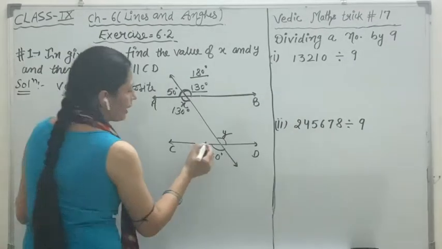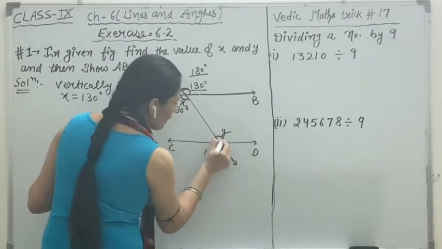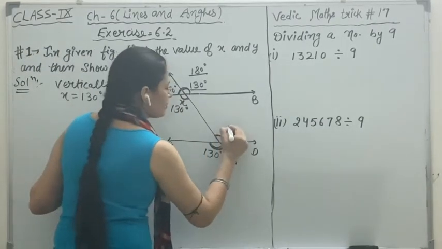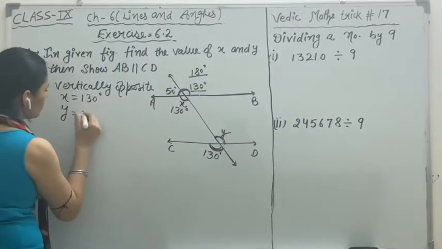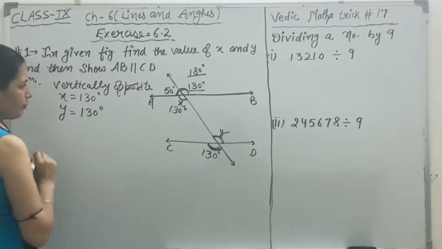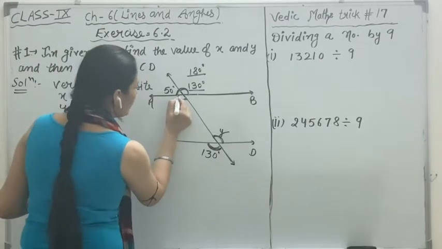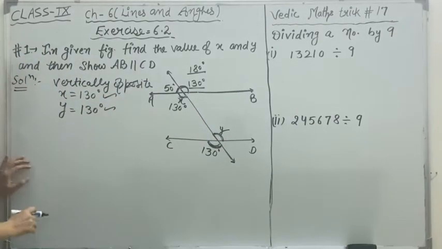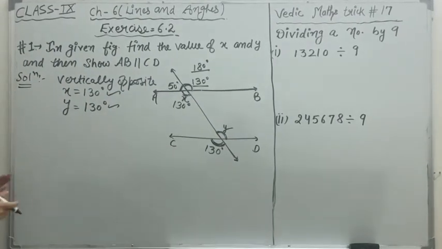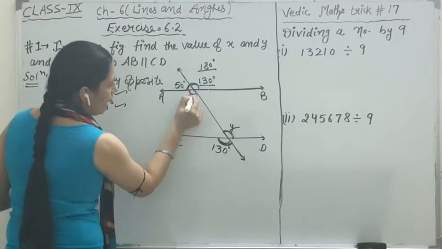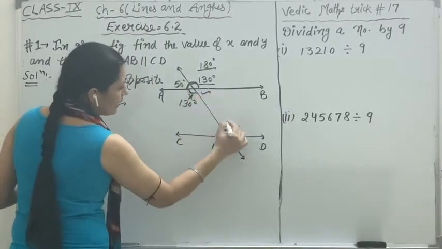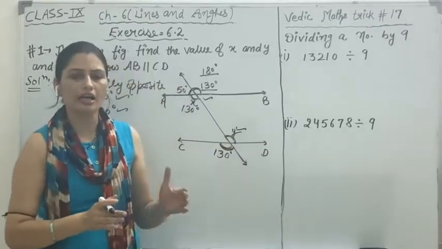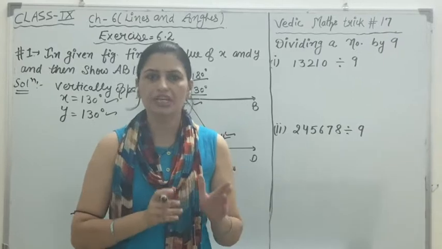In the same way, angle y is vertically opposite with the 130 degree angle. That means y is also equal to 130 degrees. Now you can see x and y both are equal, that means 130 degrees and 130 degrees. And these angles are alternate interior angles. This x and y are the alternate interior angles.